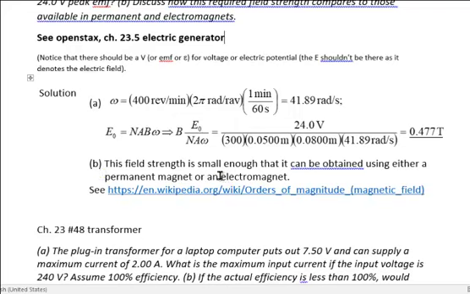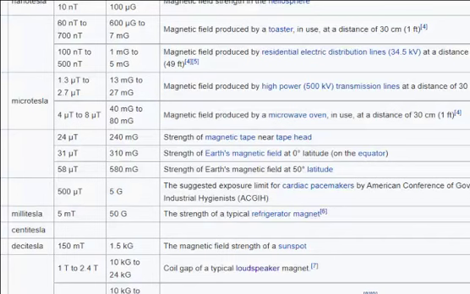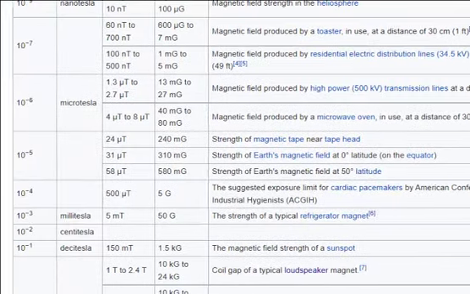However, if you actually do look at an electromagnet, they are pretty powerful. So they are in the neighborhood of 1 Tesla or so. And you can also look at this one here, Orders of Magnitude, which I pulled up right here, and actually that's what I just said a moment ago.